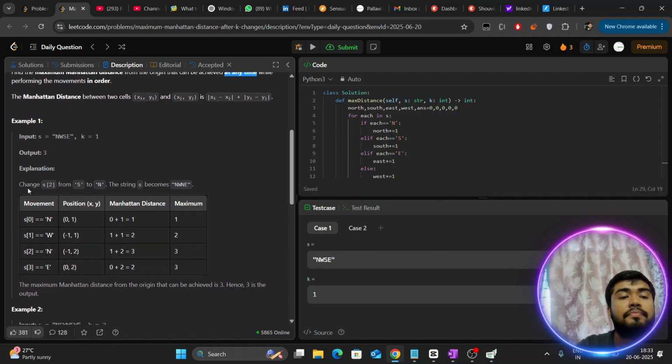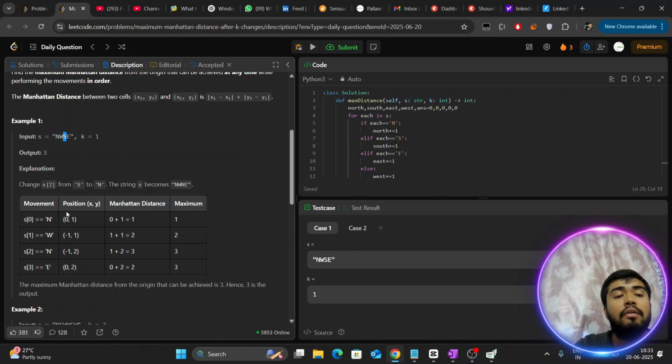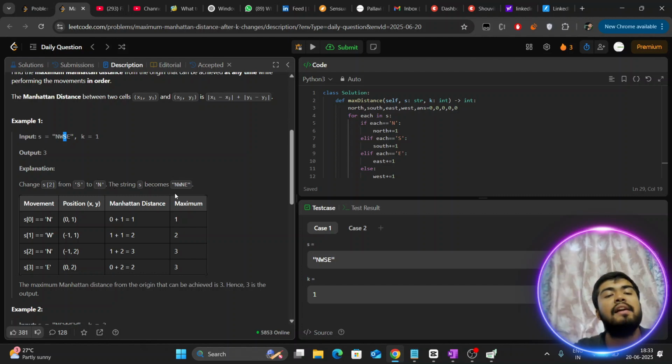So what we can do is change s[2] from south to north. We are changing this value from south to north. And what can we achieve, what is the max? Our resultant string becomes north, west, north, east. S0 is north, so the point is (0, 1). We are at position (0, 1).